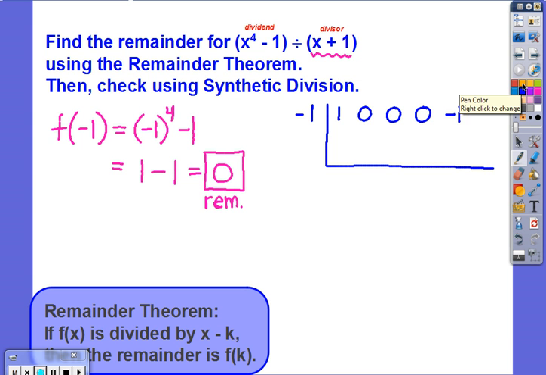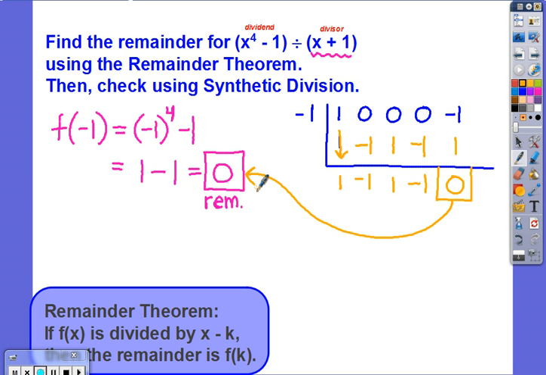So let's do our synthetic division. Drop it down. That times that, put it here. Add. That times that, put it here. Add. That times that, put it here. Add. That times that, put it here. Add. Oh yeah. Our remainder is the value of the function at that point. I just think that's amazing.